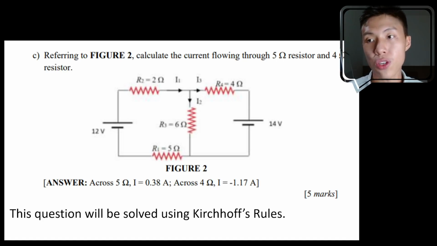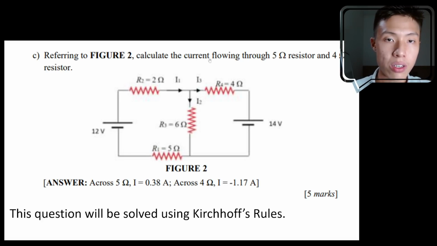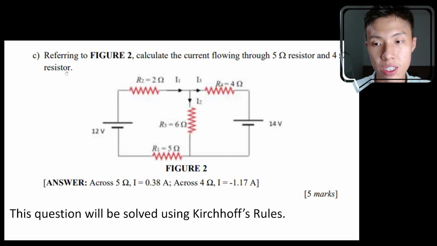Let's move on to question 1c. Referring to figure 2, calculate the current flowing through the 5 ohm resistor and the 4 ohm resistor. So you are being given a circuit with multiple sources of EMF. We are going to solve this question using Kirchhoff's rule.